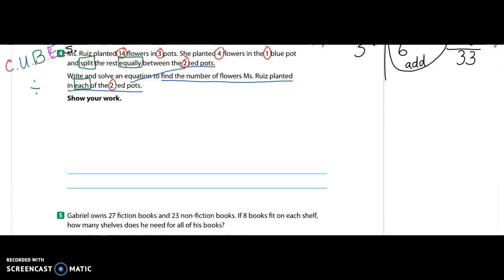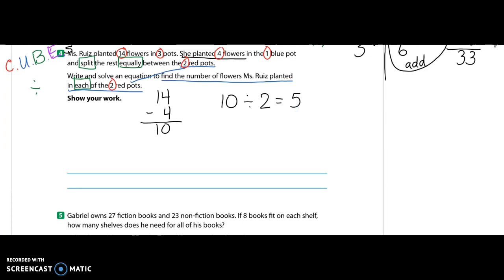So how many flowers did Miss Ruiz plant in each of the 2 red pots? Well, how many did we start with? We started with 14 flowers. And then she planted 4 flowers already. So that means I'm going to have to take those 4 flowers she planted and subtract those 4 from the number she started with. That means I have 10 flowers left. And then she splits that remaining number equally between 2 red pots. Splitting 10 equally among 2 red pots is dividing by 2. So 10 divided by 2 is 5. So that's 5 flowers in each pot.